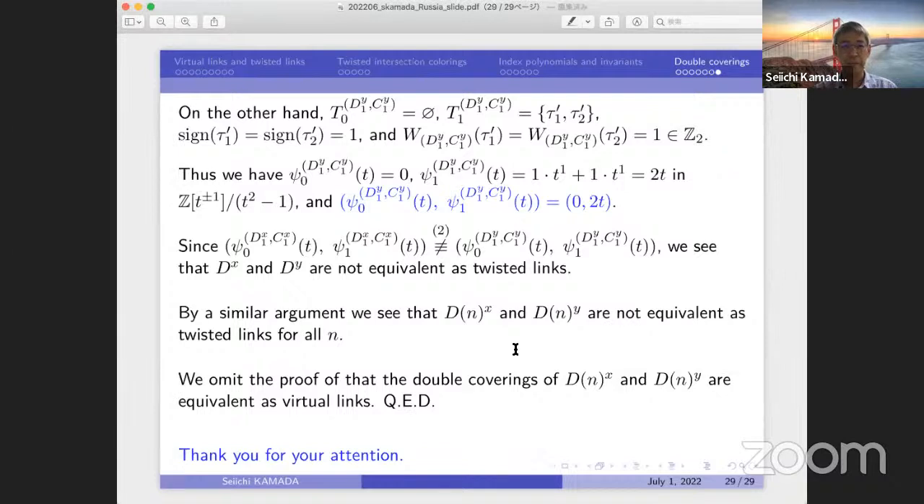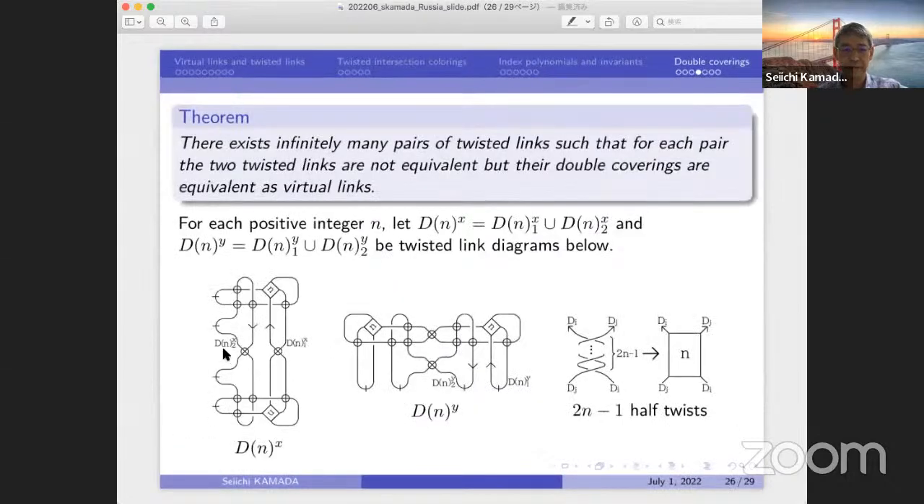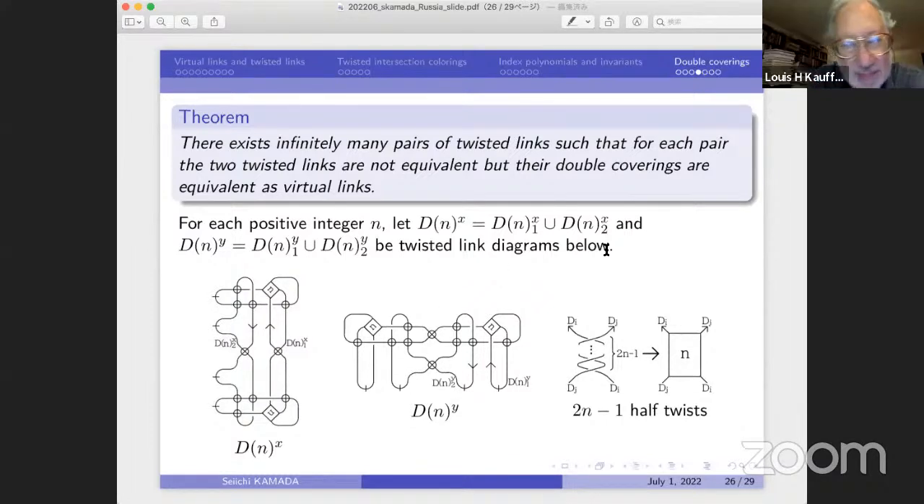So there are many pairs of diagrams whose double covering is the same. But the problem is that they are different. Showing they are different is a distinct question. So we applied our invariant to these cases, and then we can show these are distinct. In general, we have many examples. There is a method to construct such pairs of diagrams whose double coverings are the same. Okay, thank you.